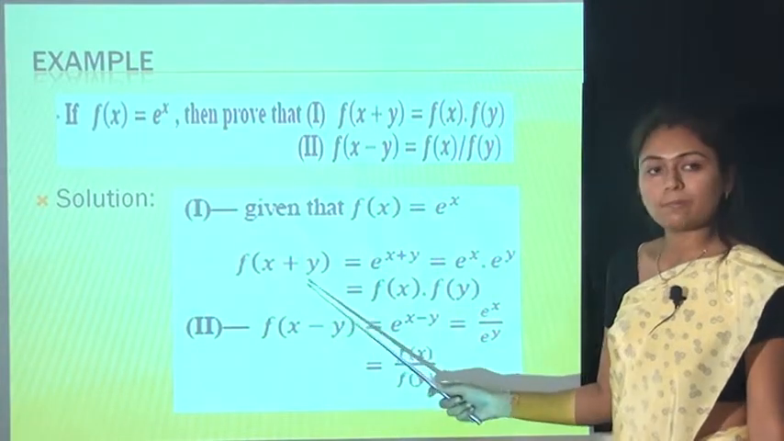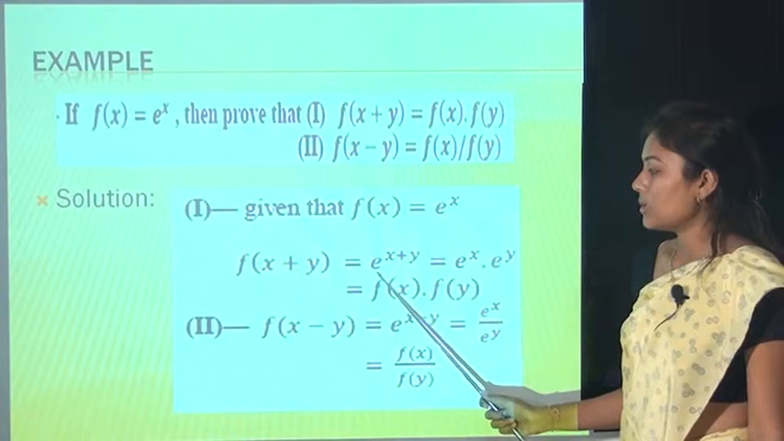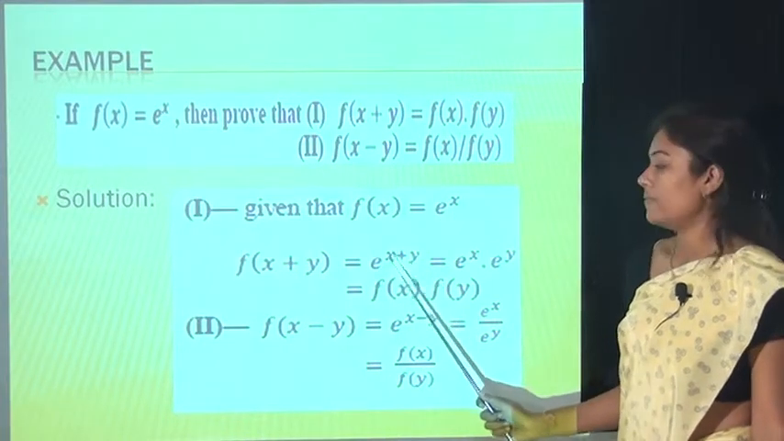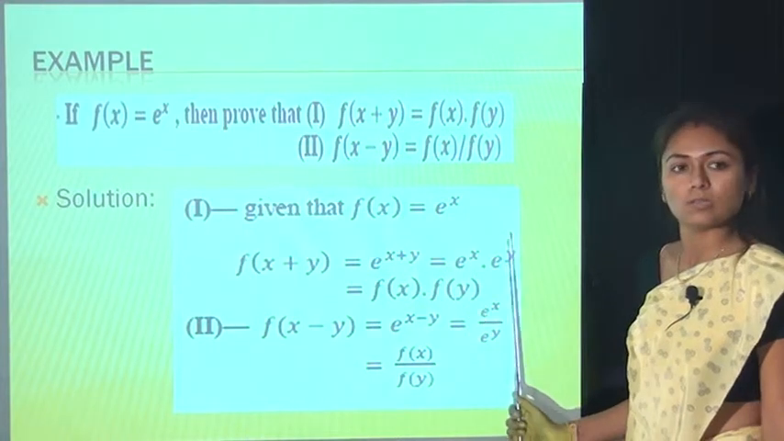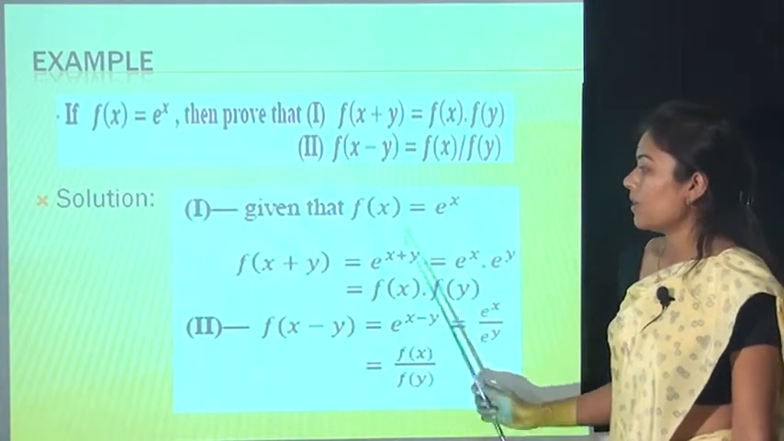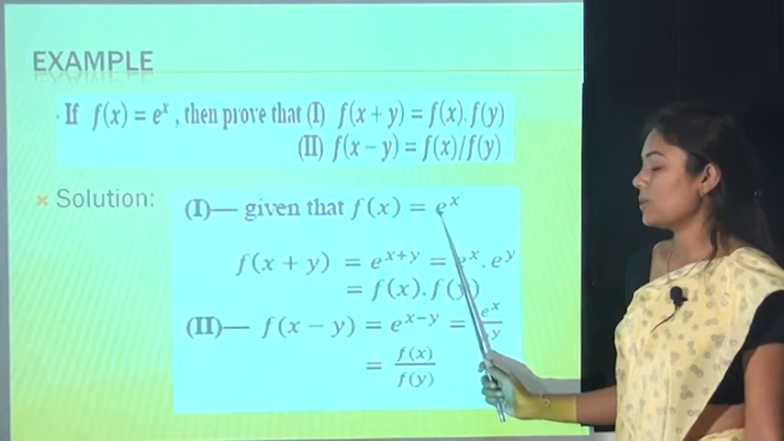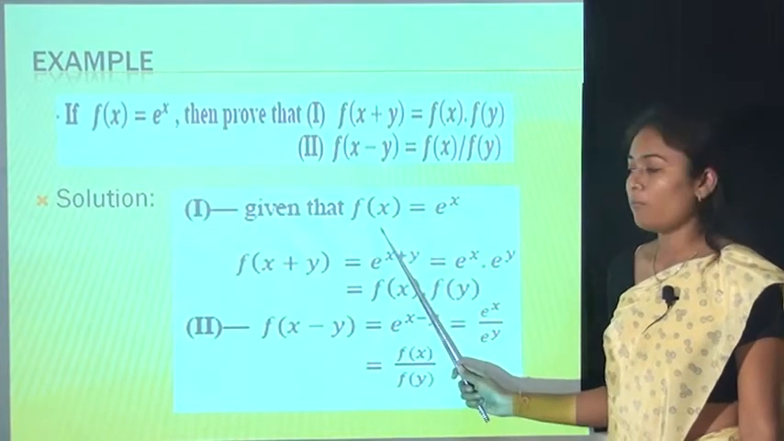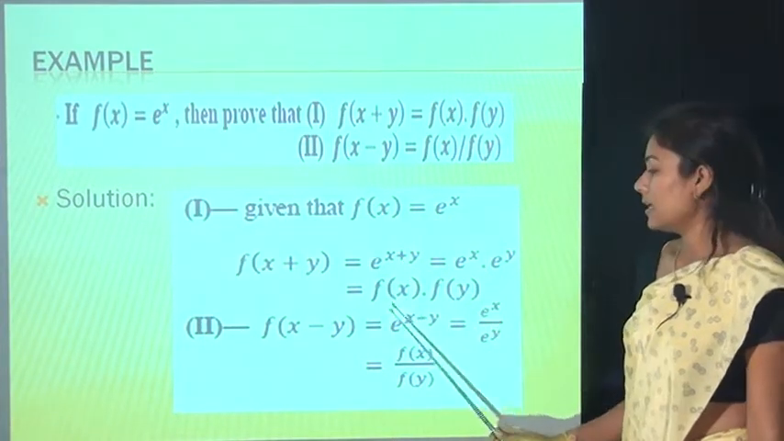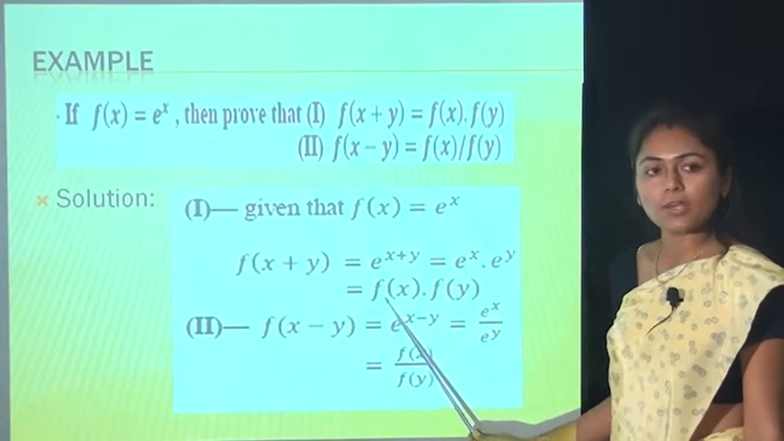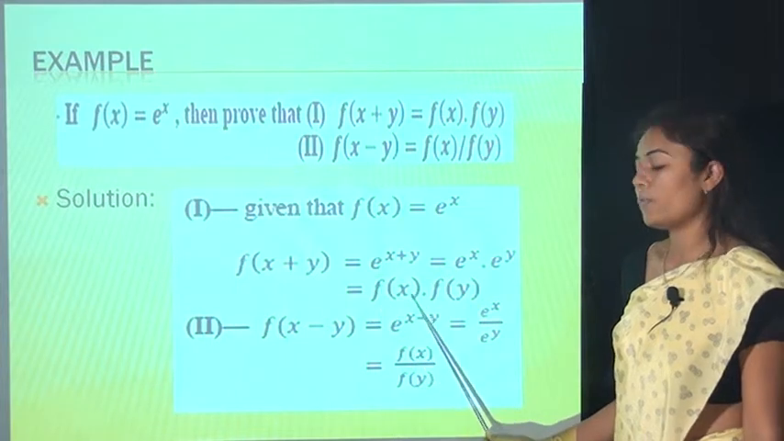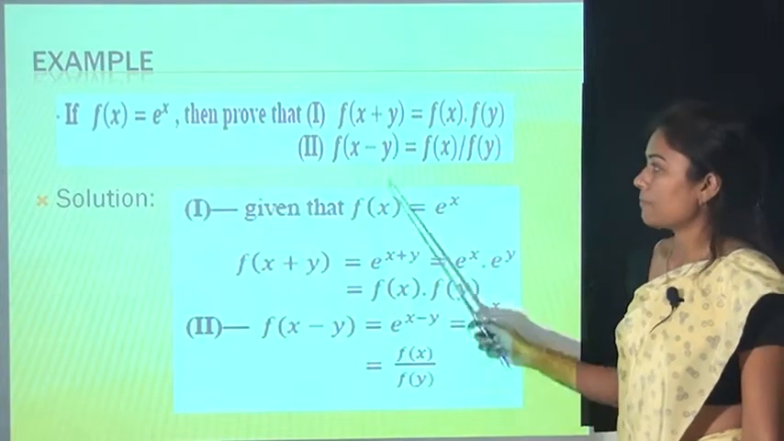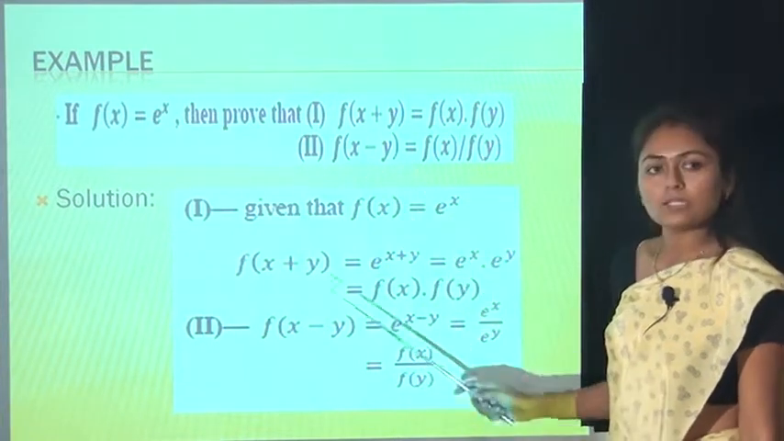Then f of x plus y is equal to e to the power x plus y. We can write e to the power x plus y as e to the power x into e to the power y. Now our definition is, if f of x equals e raised to x, then we can write f of y equal to e raised to y. Then e raised to x is equal to f of x, and e raised to y is f of y. Therefore it becomes f of x into f of y. Hence our first statement is proved.